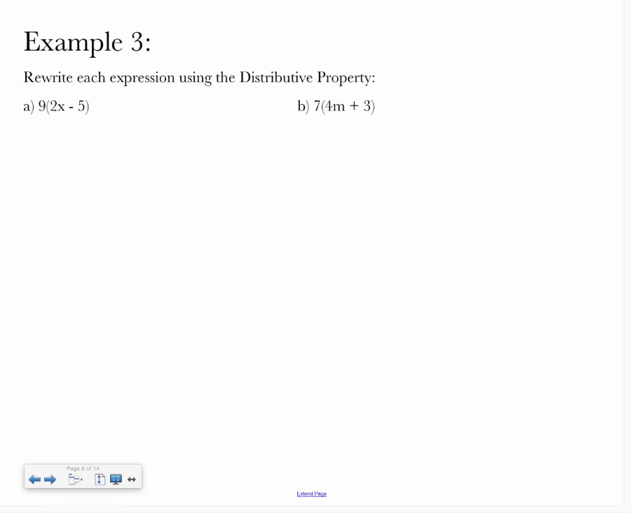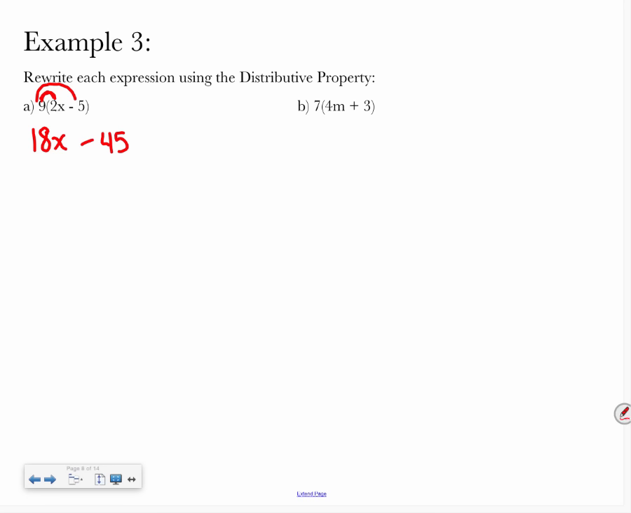Let's look at our next example. We have rewrite each expression using the distributive property. All this is asking is for you to distribute what's on the outside of your parentheses to what's on the inside. So sometimes you'll see people draw lines like this to help them remember to distribute to everything inside the parentheses. This is a really good idea to help you visually see, have I completed the problem yet? So 9 times 2x gives me 18x, and then 9 times 5 is 45, and we have a subtraction symbol in between. So we have 18x minus 45 for our first answer.